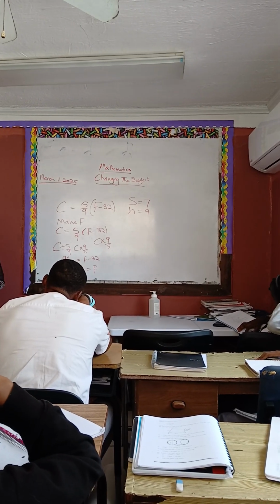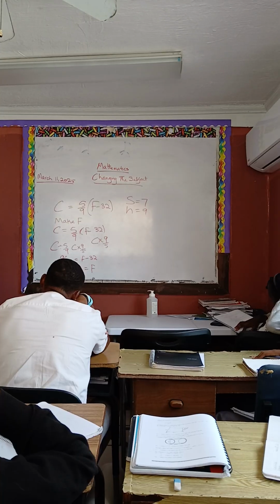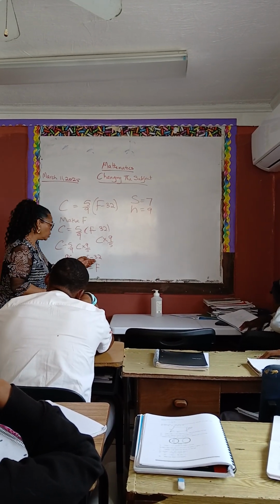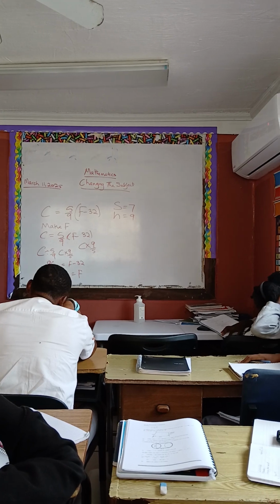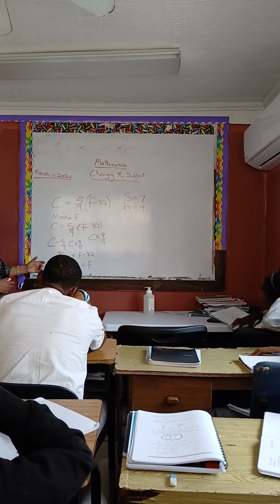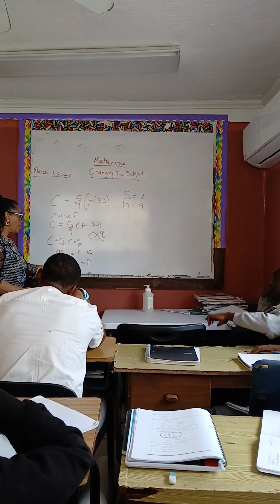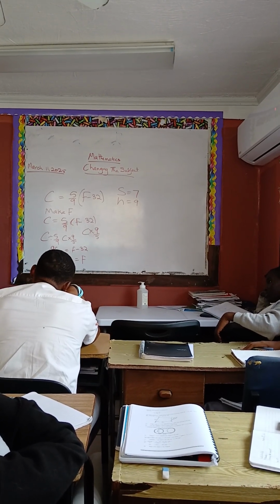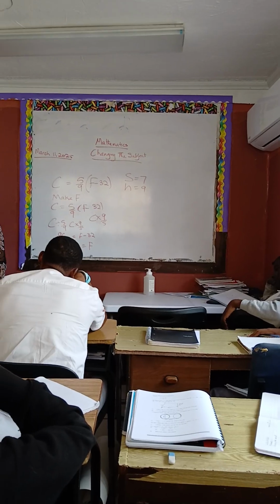I'm bringing over what next? What am I bringing over next? The 32. And what is 32 doing over here? Subtracting. So when I bring it over, what am I going to do with it? Add. So it becomes 9C over 5 plus 32 equals F. F is now my subject.